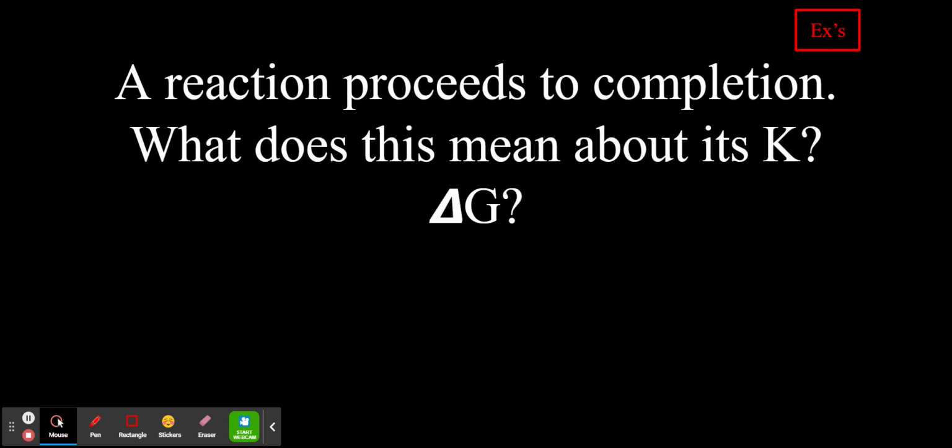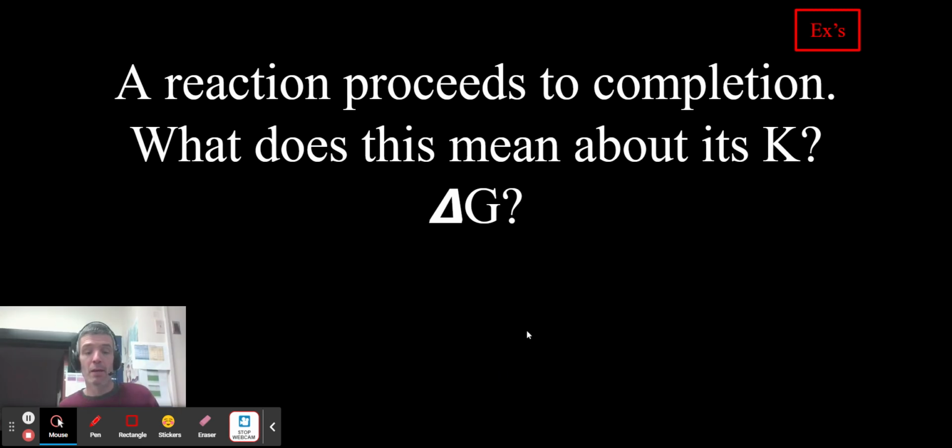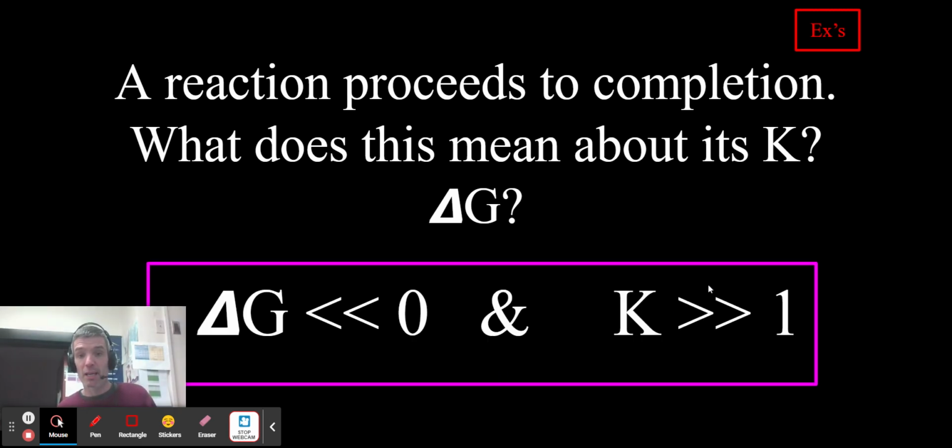Now, what about this problem? My reaction proceeds to completion. What does that mean about K and delta G? If it's completion, all my reactants are turning to products. Therefore, I am going to have a really big K and a really, really negative delta G.